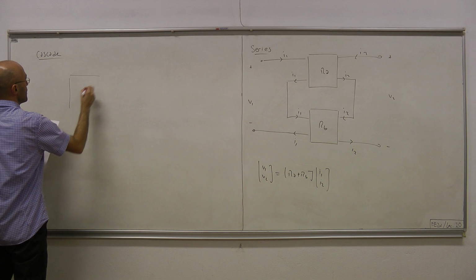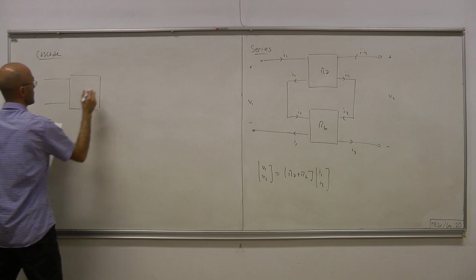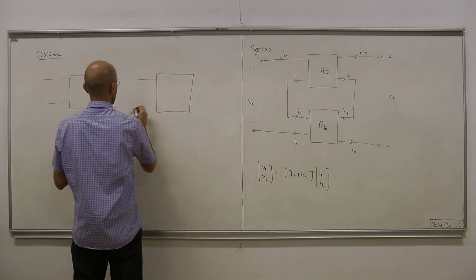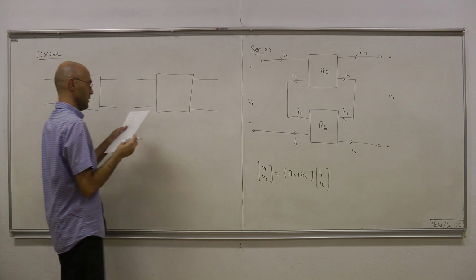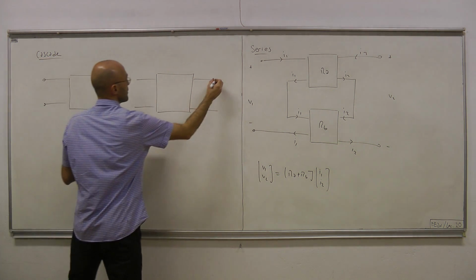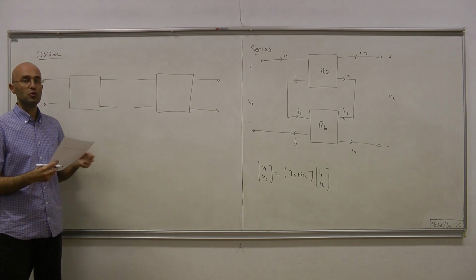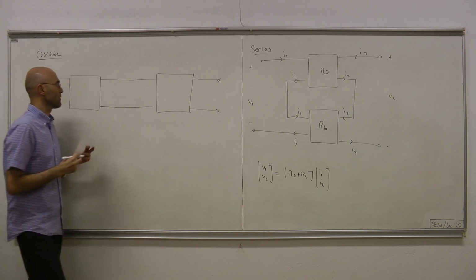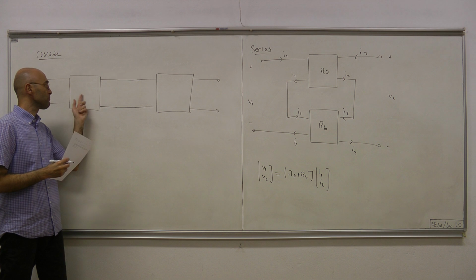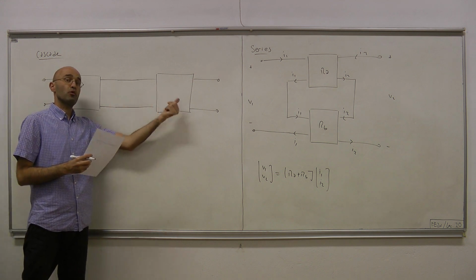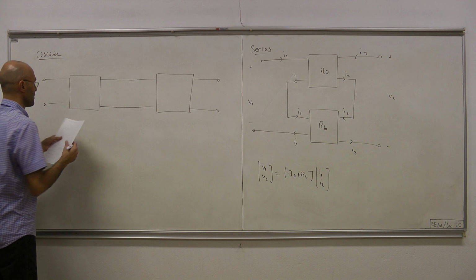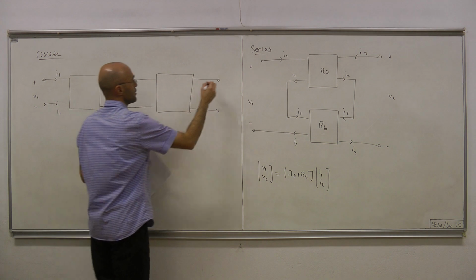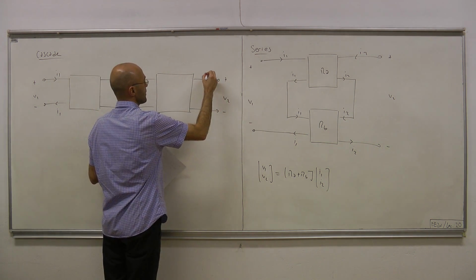So here you have one port. Here we have two port. Here we have another two port. And what you do is, from those two ports, you obtain a single two port by simply connecting the second port of the first two port to the first port of the second two port. So here we have I1, this voltage is V1, and here we have V2, I2.